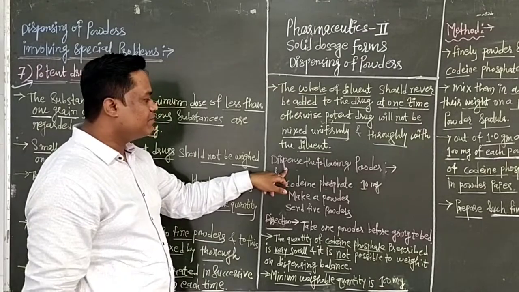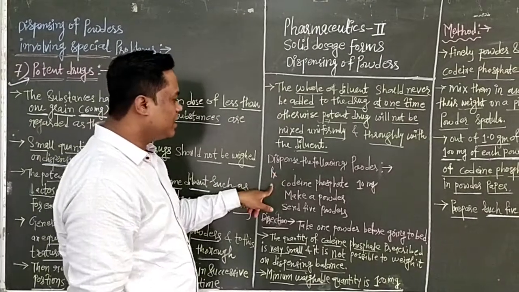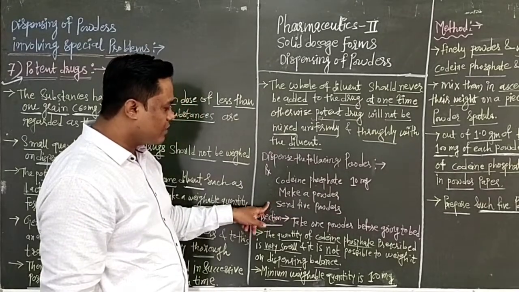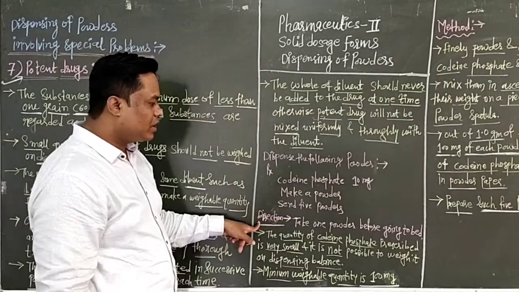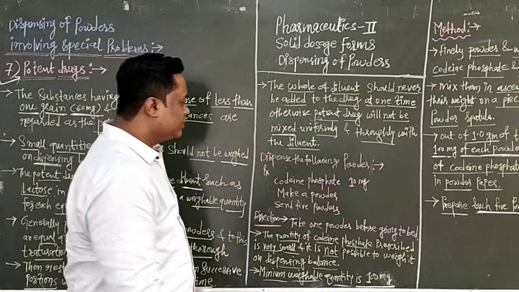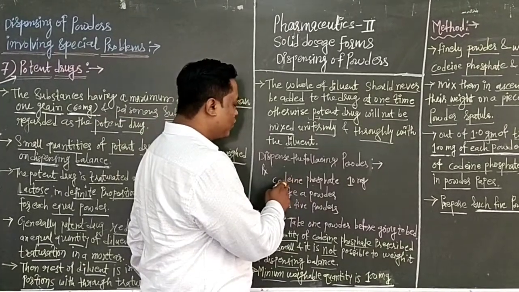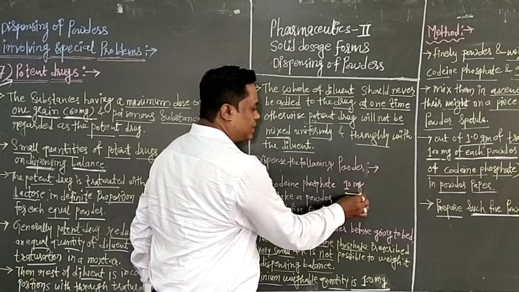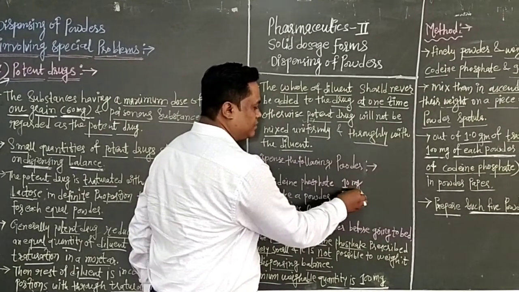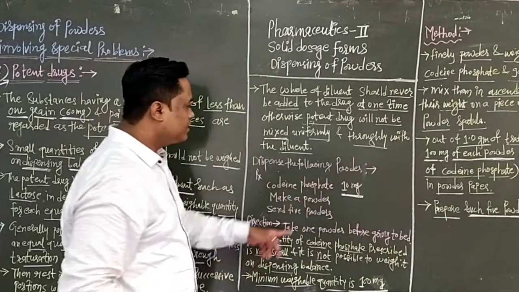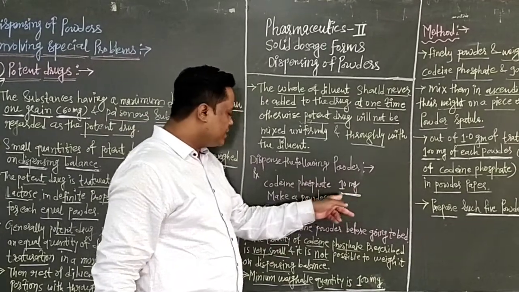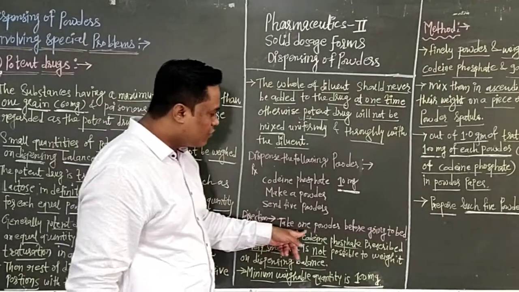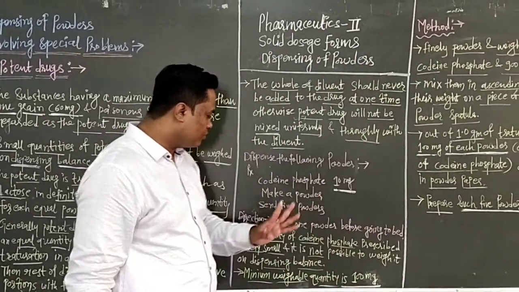Now take one example: dispense the following powder. Rx sodium phosphate 10 mg, make a powder and send 5 powders. Direction: take 1 powder before going to bed.